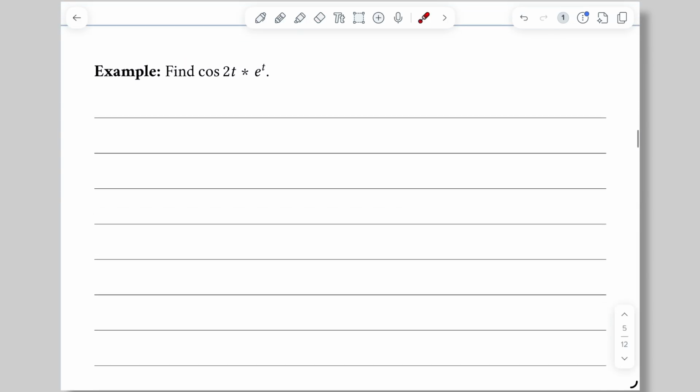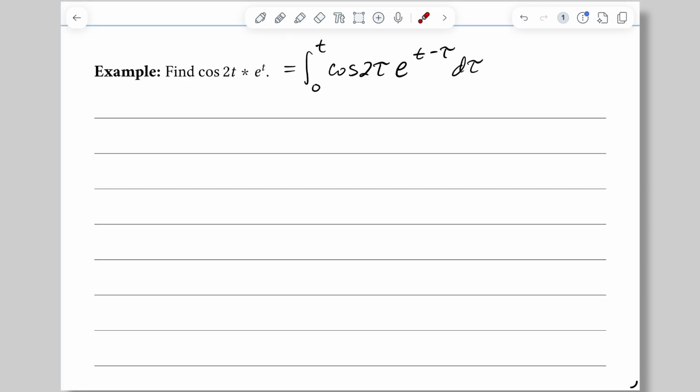We're going to find the convolution of the cosine of 2t and e to the t. By that definition, it is the integral from 0 to t of the cosine of 2 tau times e to the t minus tau d tau. If you wanted to explore a little bit, you could do this as the cosine of 2 times the quantity of t minus tau and then e to the tau. And you'll get the same answer I'm about to get.